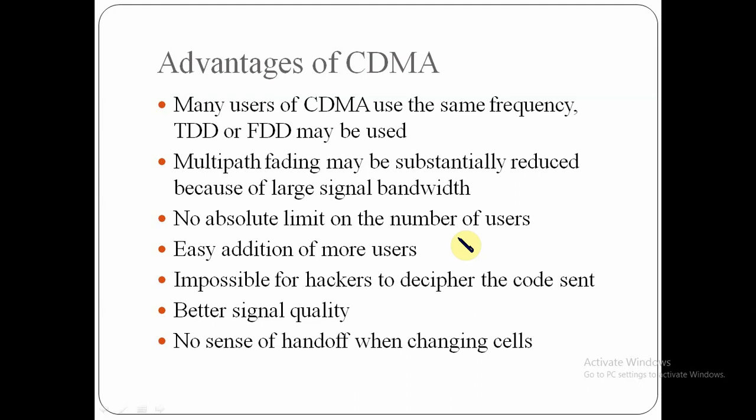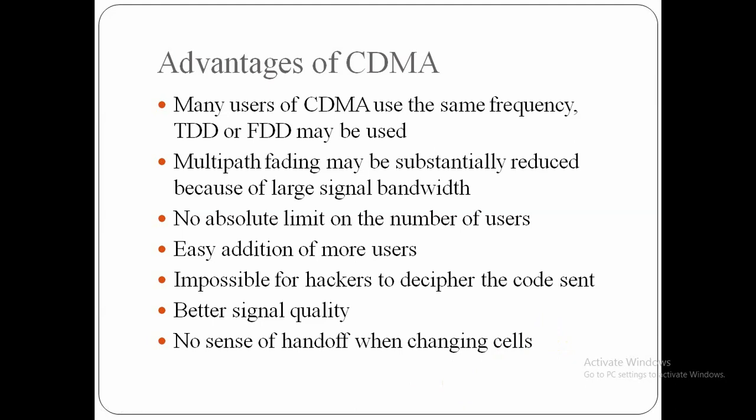Some advantages of CDMA: many users use the same frequency in the same time slot. Multipath fading is substantially reduced by a large signal bandwidth. There is no time limit for the users. It is easy to add more users. It is very difficult for hackers. There is better signal quality for CDMA. There is a soft handoff when changing cells from one band to another.